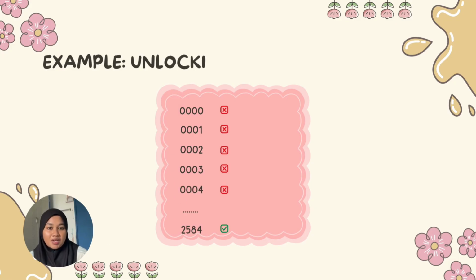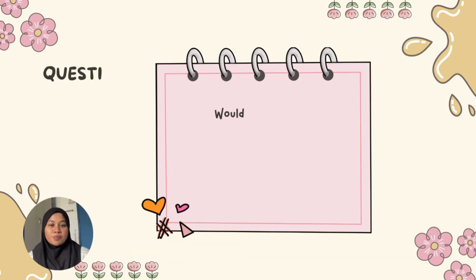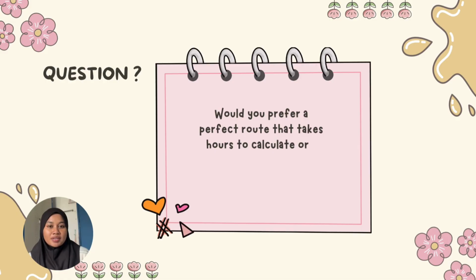Next example, unlocking a 4-digit PIN. For example, if someone forgets a 4-digit PIN, brute force will try every possible combination until it finds the correct code. The same idea can be used to compare every possible delivery route and choose the shortest one. Would you prefer a perfect route that takes hours to calculate or a good enough route that calculates in seconds?